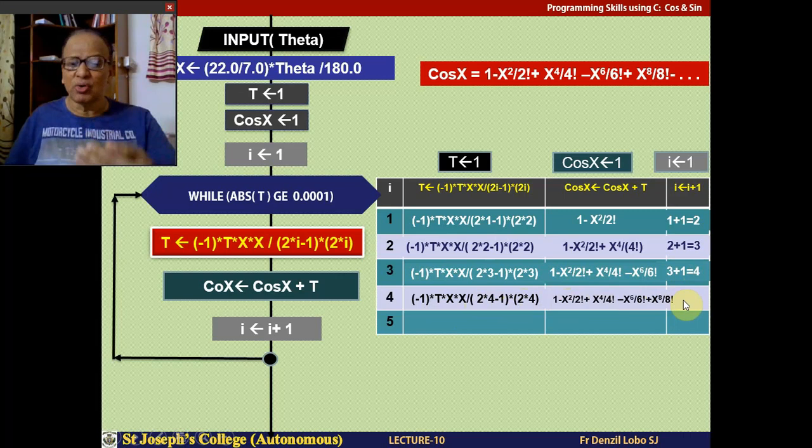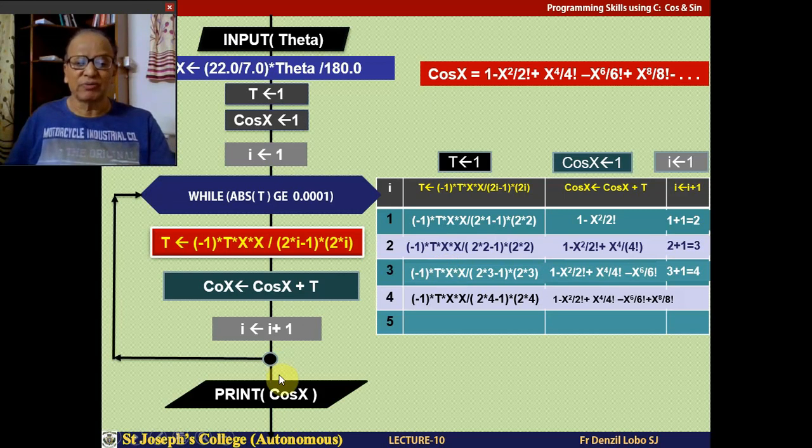Then we get the next term again, as you see, 7 into 8, and here I have got the next term. You go on doing this, every time you find the absolute value of the term generated, and as long as it is greater than 0.001, go on adding or subtracting from the previous sum. Then you come out of the loop and print the value of cos x. So this is the flow chart.